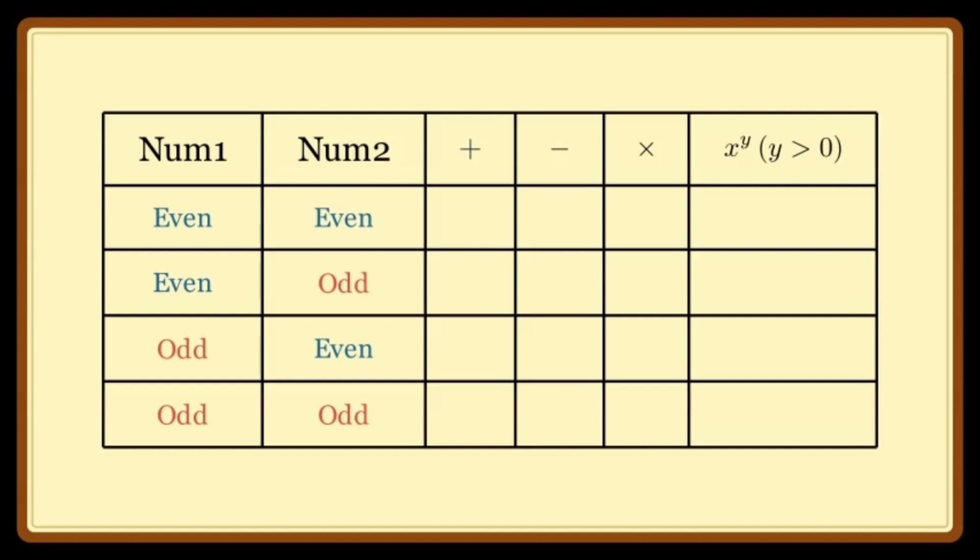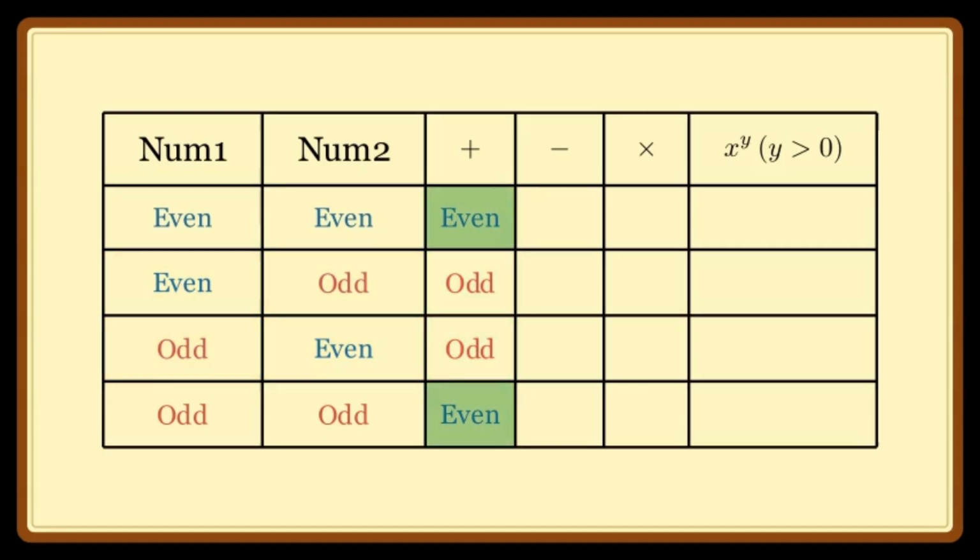Let us start by filling in the addition column. What happens when we add our two numbers? The golden rule here is that if both numbers share the same parity, meaning both are even or both are odd, their sum is even. Let us write even in those two spots in our table. But if they have different parity, meaning one is even and the other is odd, their sum is odd. Let us write odd in those rows, and because math goes both ways, we have the vice versa rules.